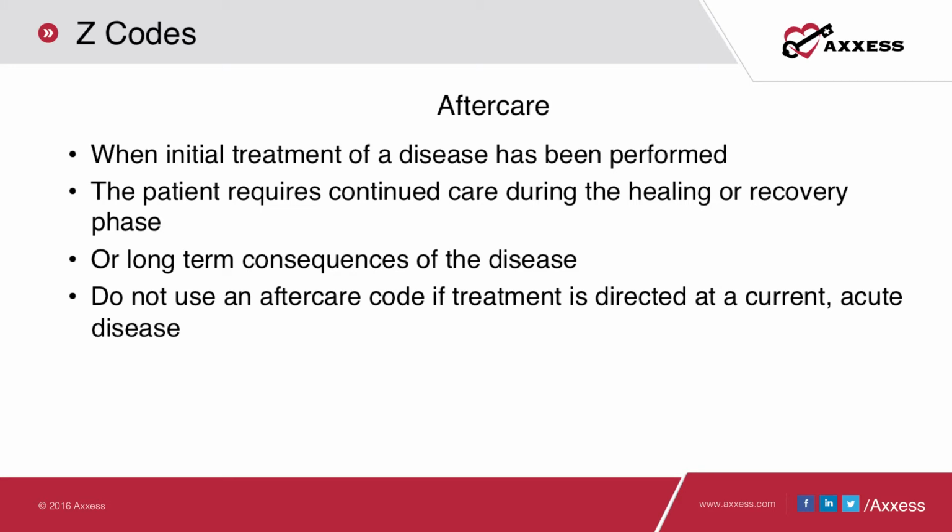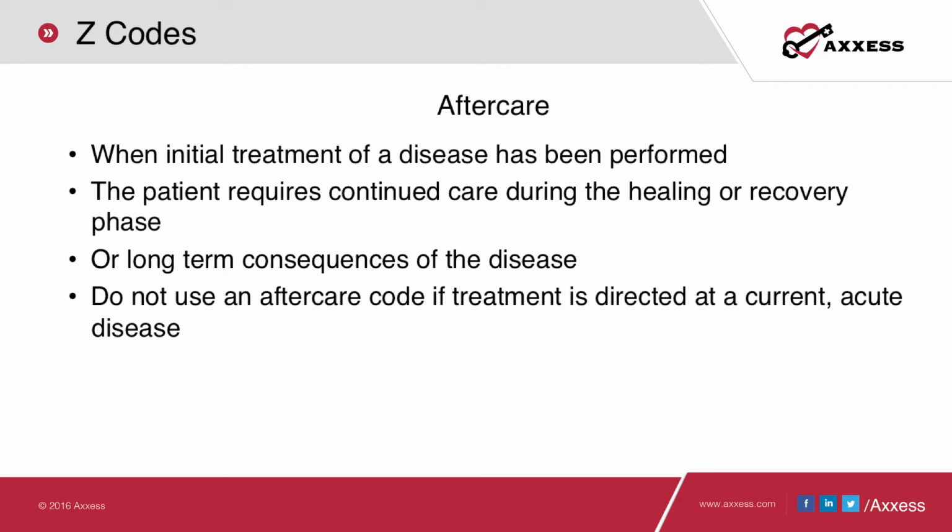The next part that we are talking about is aftercare. Aftercare is when the initial treatment of a disease has been performed, but the patient requires continued care during the healing or recovery phase. It can also mean there's a long-term consequence of the disease. You wouldn't use an aftercare code if treatment is directed at a current acute disease. Now, this gets kind of confusing, especially when you're thinking about patients who have had surgery. You may or may not really know if you should code an aftercare code or if you should code a complication code. So let's talk about that for just a moment.